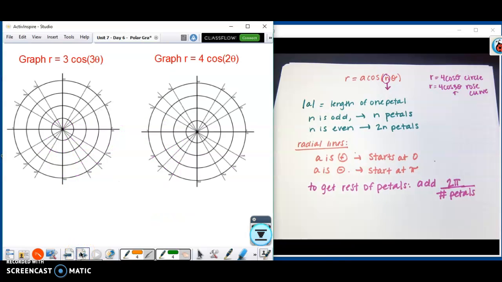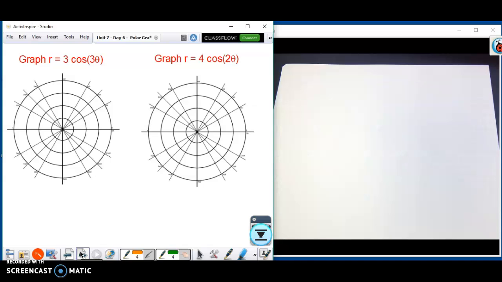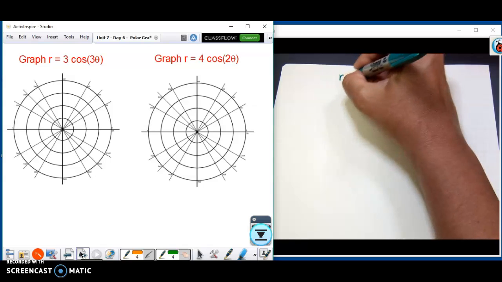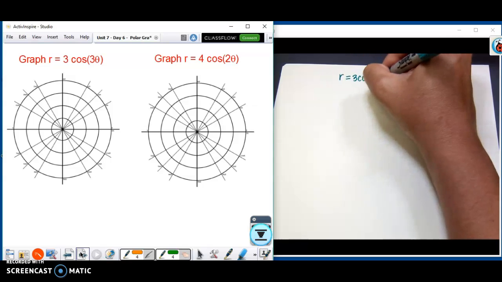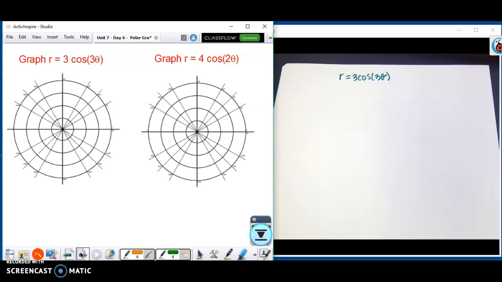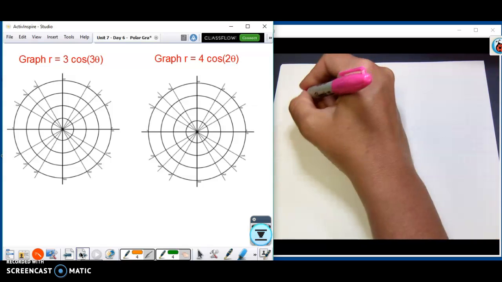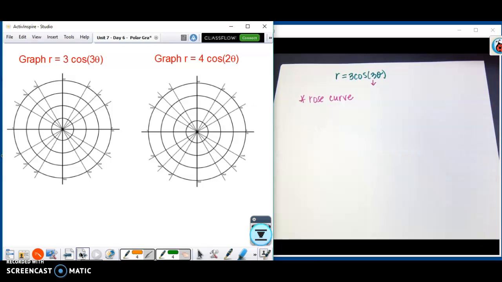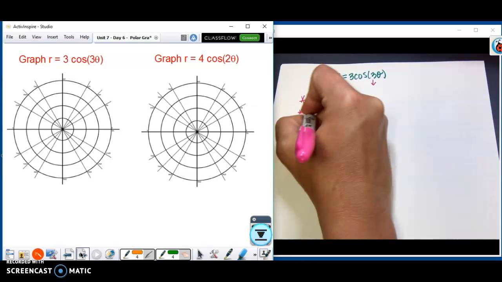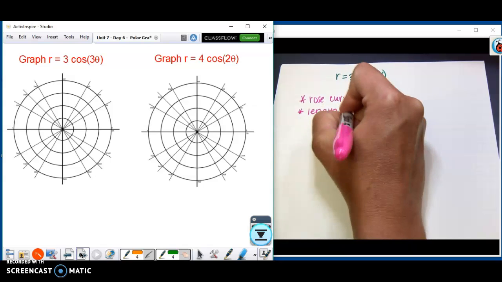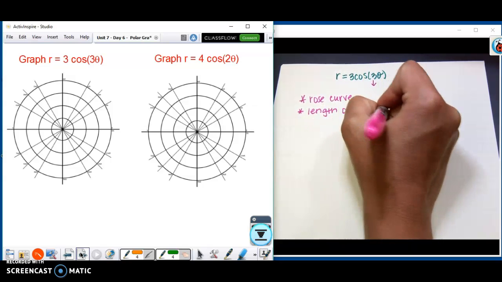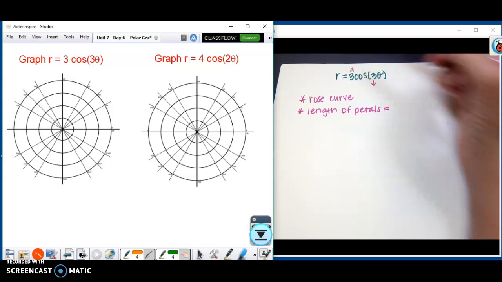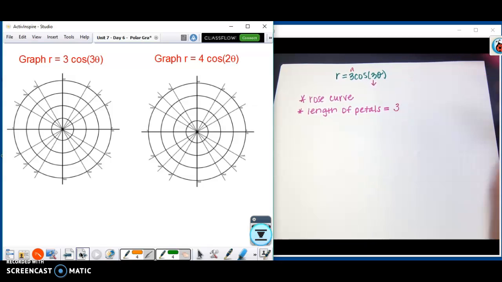Okay, we're going to be writing a lot for these before I actually graph, just so we can get all the information. For our first example, we have r equals 3 cosine 3 theta. First off, is this a circle or a rose curve? Because I have this 3 here, this has to be a rose curve. 3 theta makes it the rose curve. Next, I want to figure out the length of the petals. The length of the petals comes from the a value, the number out front, so the length of each petal is going to be 3.